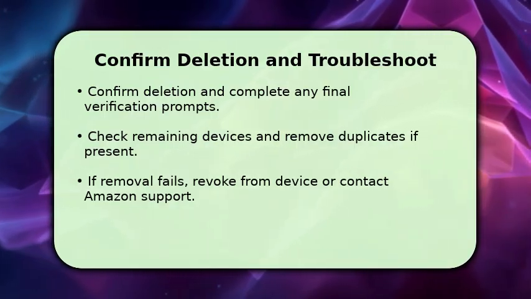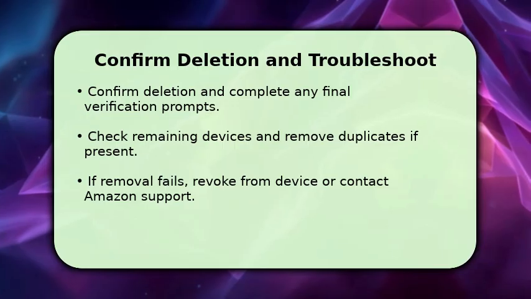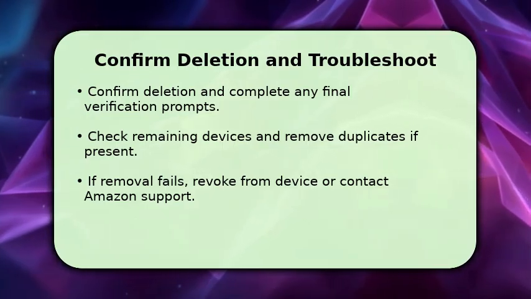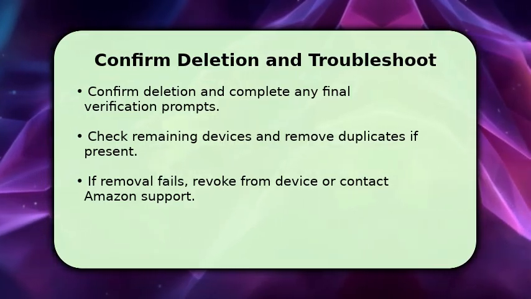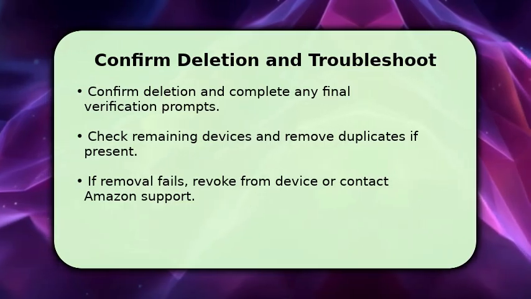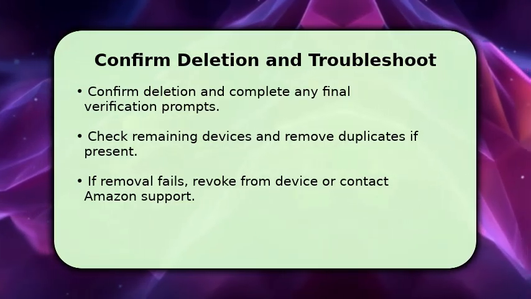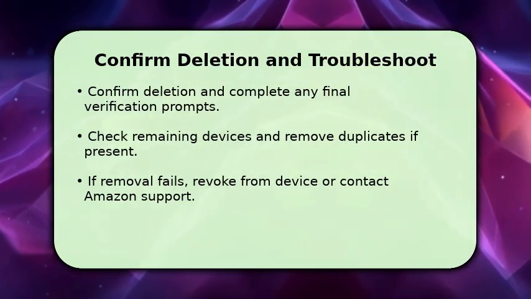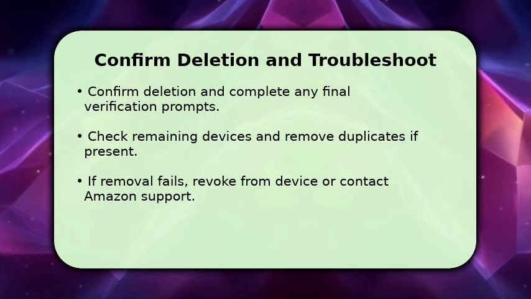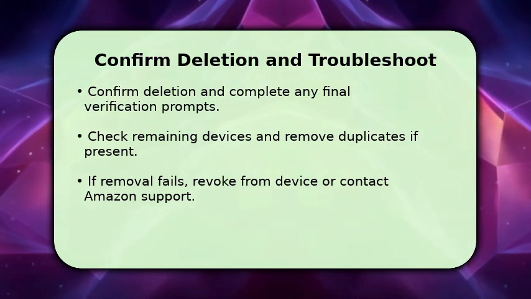If deletion fails or the passkey still authenticates, go to your device's passkey manager, like iOS settings or Android credentials, and remove the entry there as well. If problems persist, contact Amazon support with the passkey name and timestamps for deeper revocation help.